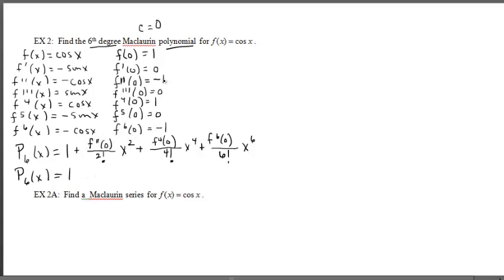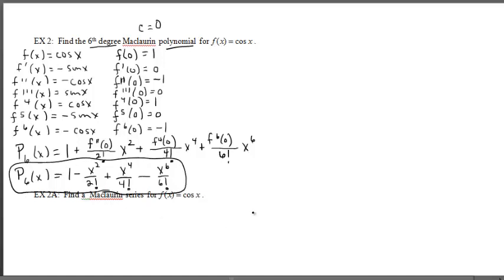The 2nd derivative at 0 is actually minus 1, so we're going to have minus x squared over 2 factorial. The 4th derivative at 0 is 1, so plus x to the 4th over 4 factorial. The 6th derivative at 0 is negative 1, so minus x to the 6th over 6 factorial. So there we have it.